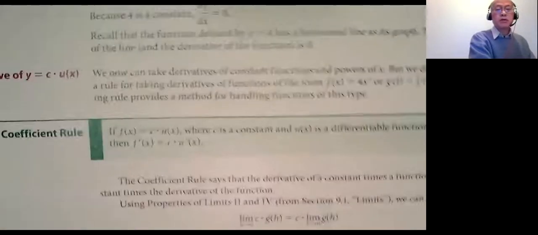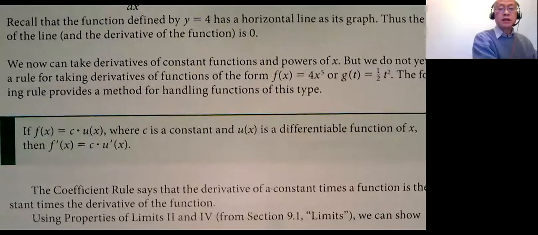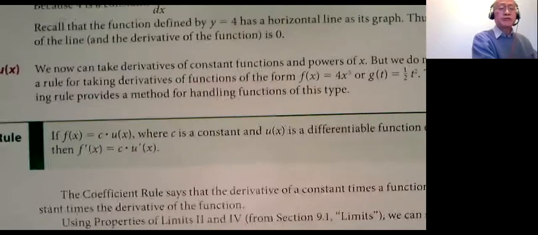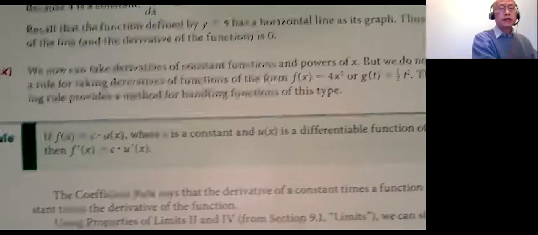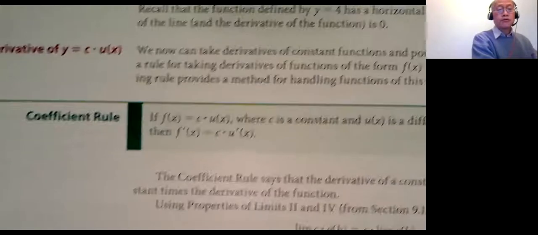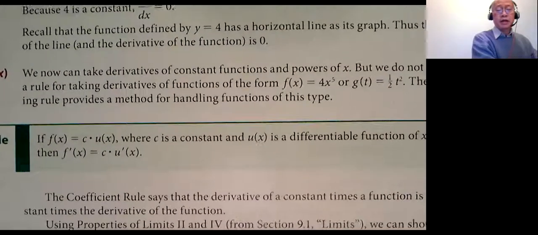Then further down on page 575, the coefficient rule. If f of x is c times u of x, sorry, I can't get it to focus right. C times u of x, the derivative is c times u prime of x. A constant times a function, then the derivative is the constant times the derivative of the function, coefficient rule. Okay, they call it the coefficient rule. I call it the constant multiplier rule because that's the way it's stated in many texts.